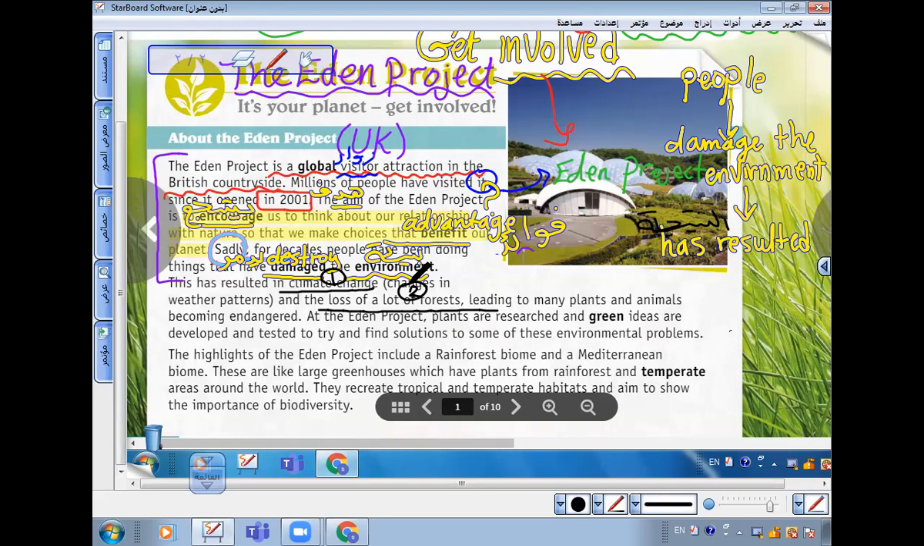And number 3, this leading to many plants and animals becoming endangered. للأسف. A huge number of plants and animals becoming endangered. What is the word endangered? كثير أعداد كبيرة من الحيوانات والنباتات مهددة بالانقراض. Okay, who can give me an example about any kind of animals which is endangered? Rhino? Panda. Okay, who can give me an example about endangered plants?